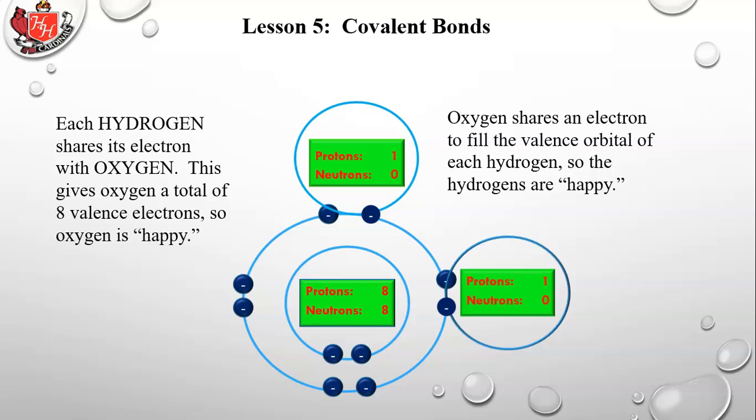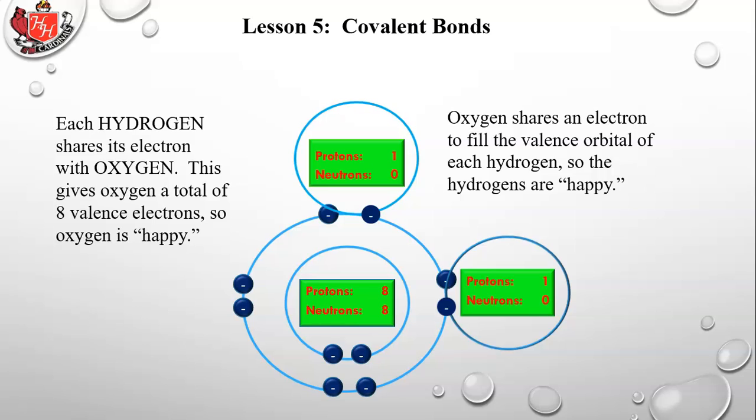So now oxygen has 8 electrons in its valence orbital. Originally it had 6, and then it also has the one that hydrogen is sharing with it on the top, and the one that hydrogen is sharing with it on the right. So it has a full valence orbital, 8 electrons, and so it's happy.